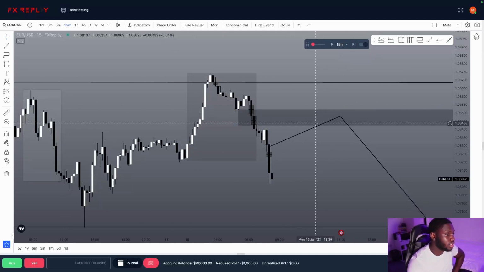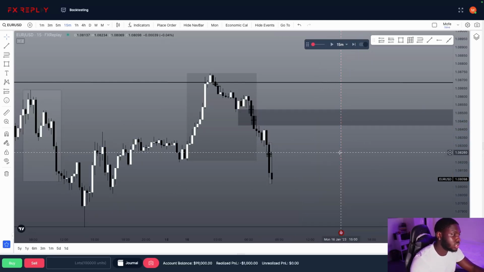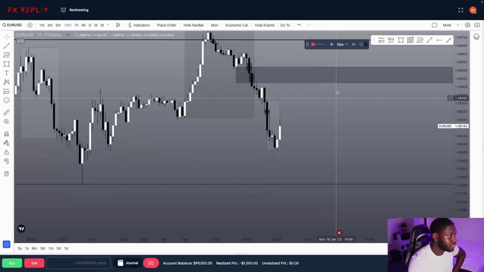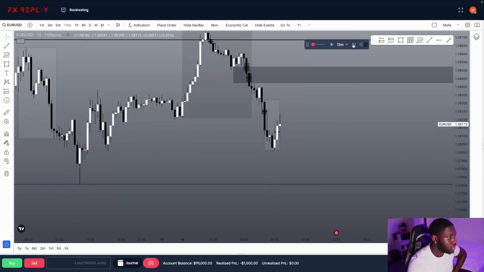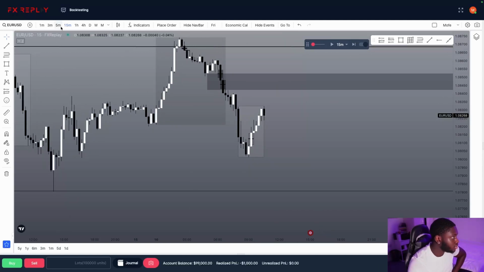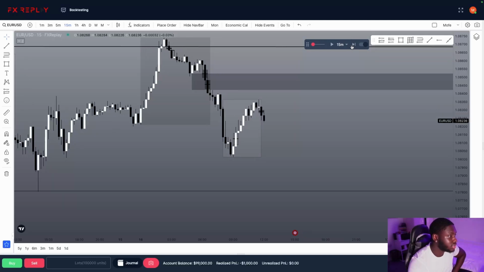Play it forward. I'm going to remove these lines actually. I don't want to cause confusion. Any news? Governor Bailey's talking, but that's really nothing major. Okay. Not really seeing anything too major on the M15 at least.